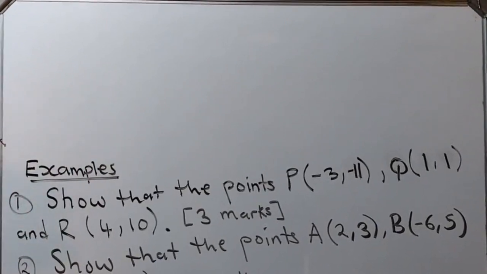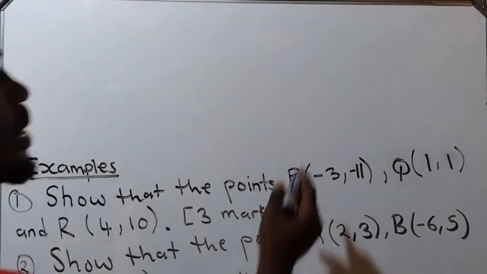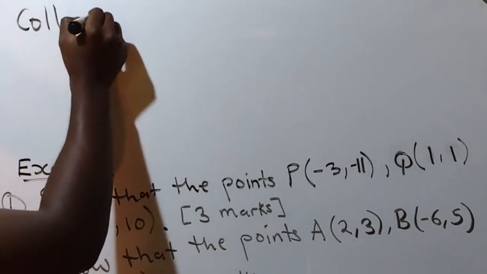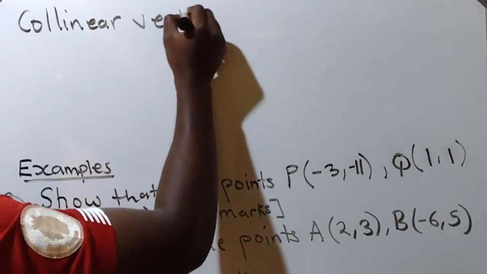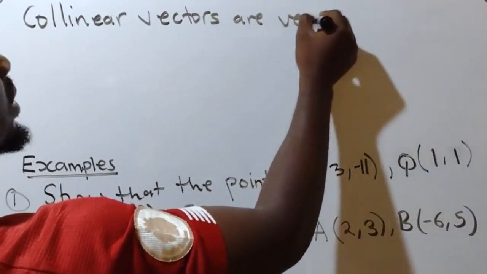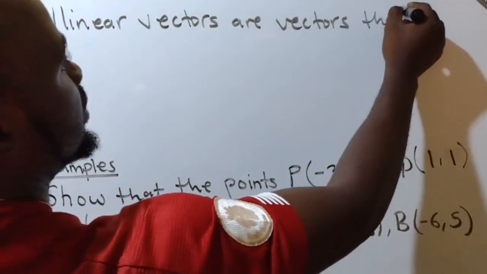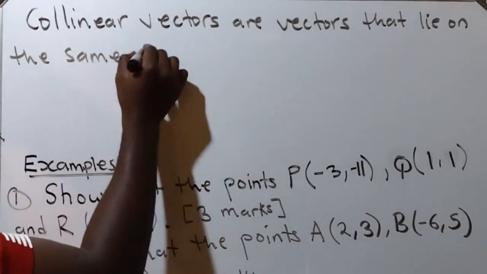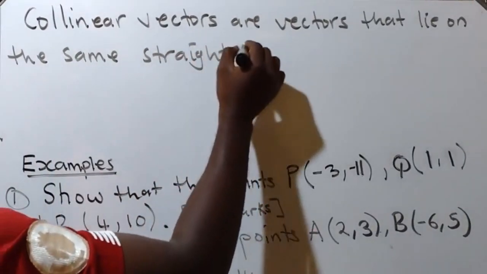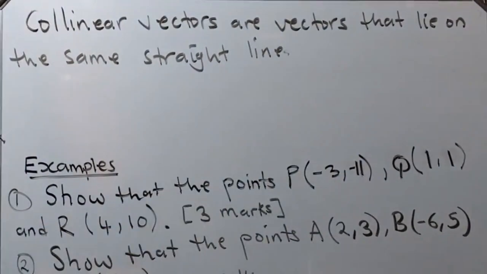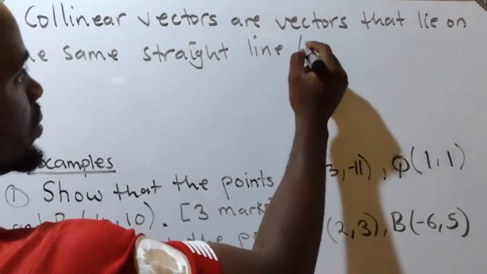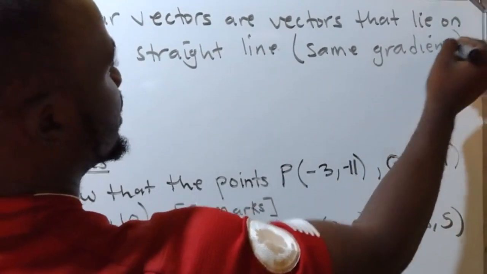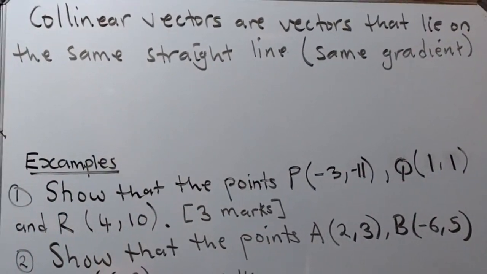I do hope that you have understood what I've said. Let me just write it here somewhere. Collinear vectors are vectors that lie on the same straight line. In other words, we are also saying that they have the same gradient.